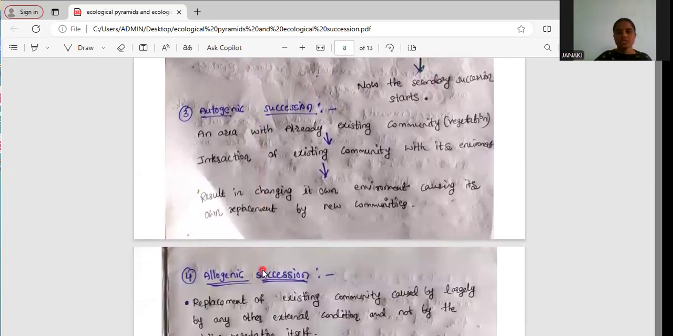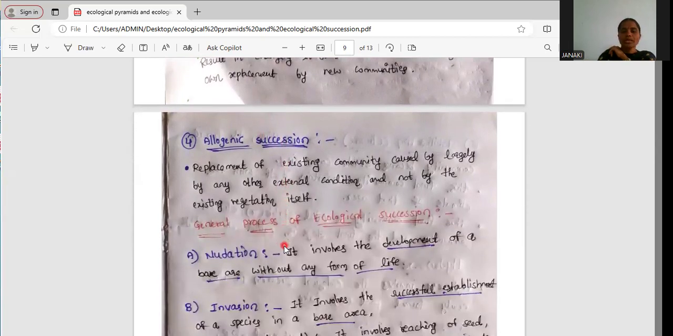The third type is autogenic succession. In an area with an already existing community, the interaction of the existing community with its environment results in changing its own environment, causing its own replacement by a new community. This is autogenic succession.